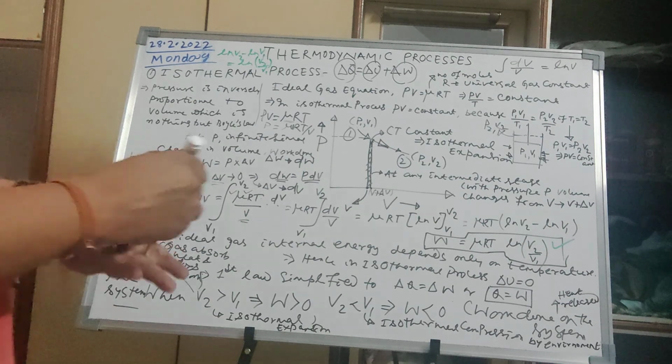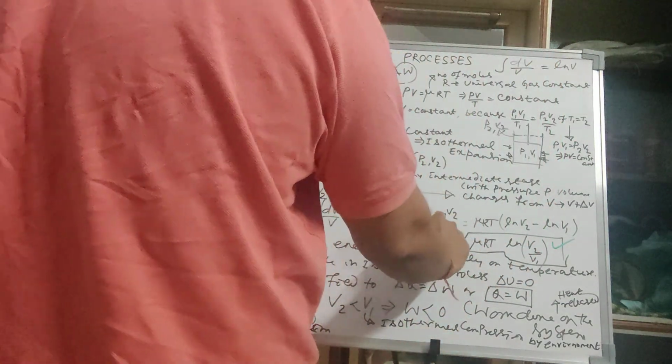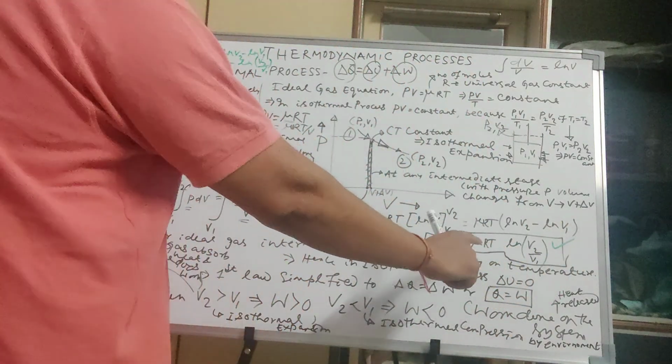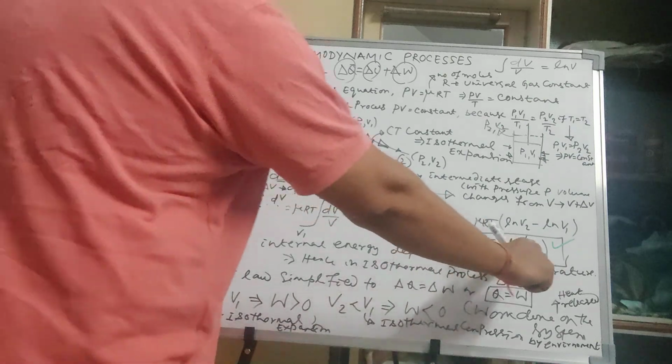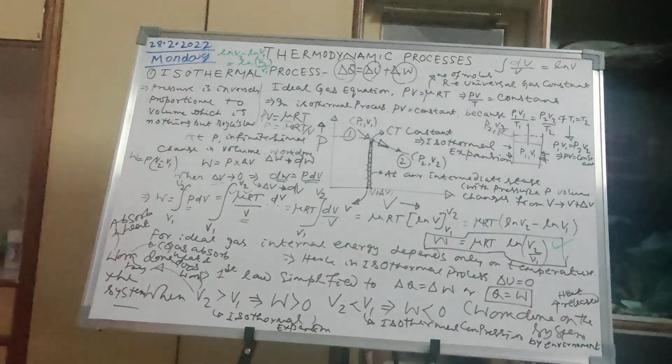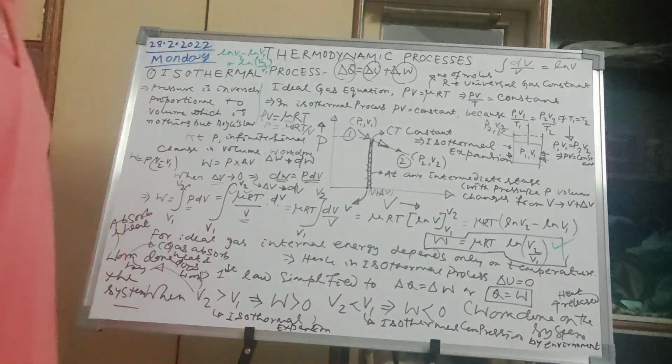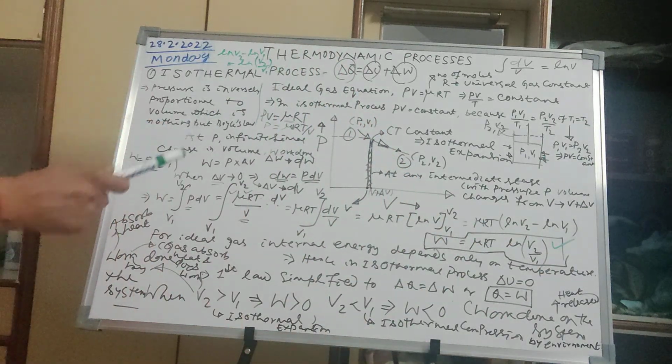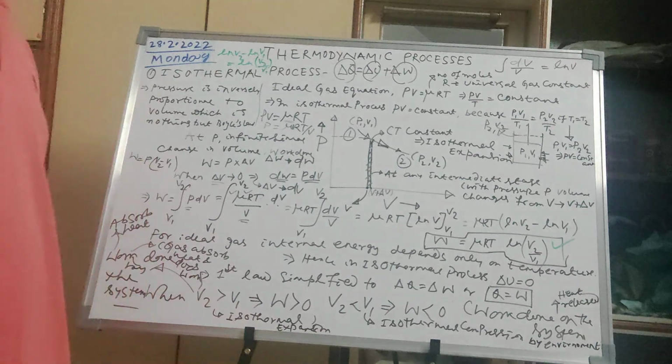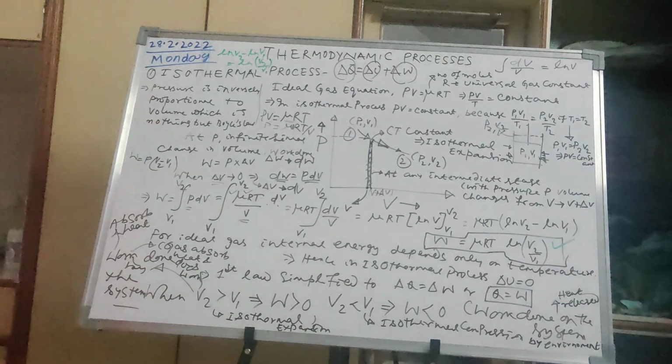So this gets converted into nu RT into ln V2 by V1. This is an important equation. There can be numericals on the isothermal process. Somebody will ask: the volume changes from this many cubic metres to this many cubic metres, and at this temperature it happens, please find the work done.